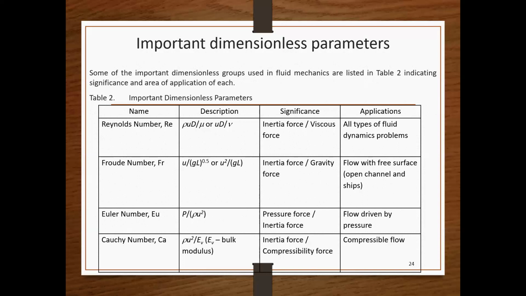There is also the Froude number, Fr, which is U over the square root of g L, or U squared over g L. It is the inertia force over gravity force. Application: flow with a free surface, open channels, and ships. The Euler number, P over rho U squared, is the pressure force over inertia force, for flow driven by pressure. The Cauchy number, Ca, is equal to rho U squared over E_B, where E_B is the bulk modulus. It is the inertia force over compressibility force in compressible flow.